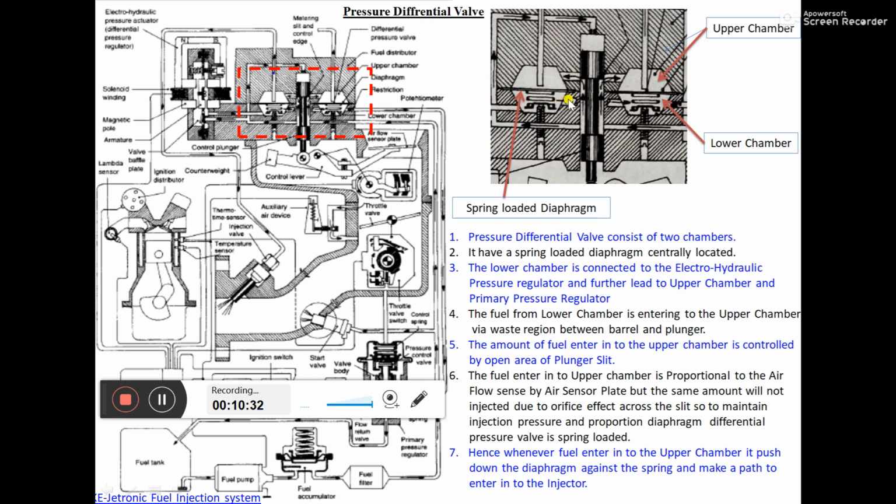There is a waste passage, through which fuel enters the upper side of this pressure differential valve, that is, into the upper chamber. The quantity of fuel that will enter the upper chamber depends upon the slit opening of this plunger. With the upward movement, the path or area of the orifice, or area of the slit which leads to the upper chamber, increases, so that the fuel gets metered.